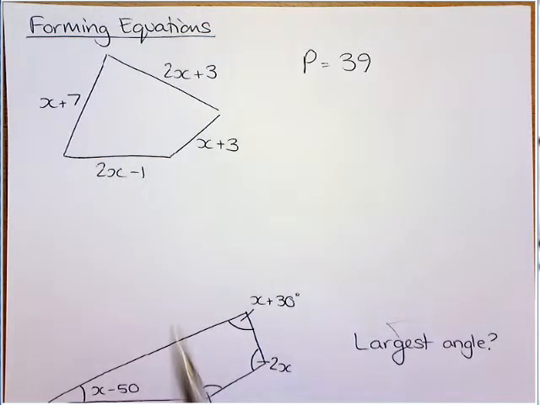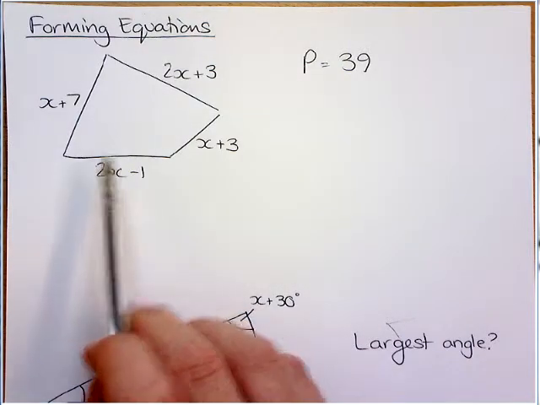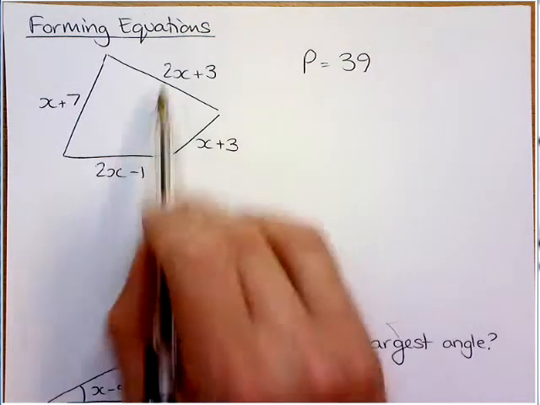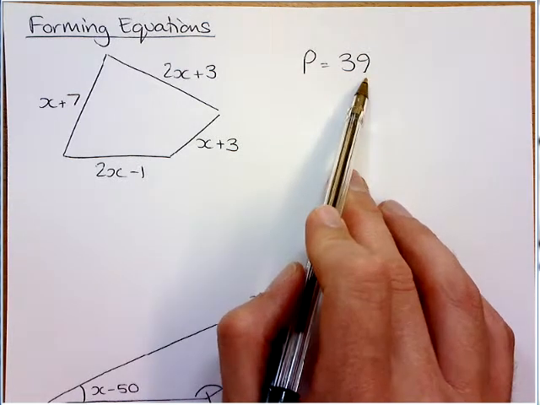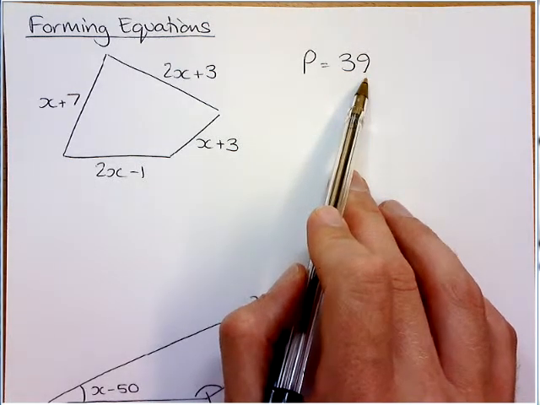Hi guys, now once you've learnt how to solve equations, the next important skill to master is how to form equations. Now, most of the time we like to do this with shapes. So, here we have a question and we're told the perimeter is actually 39. Work out the value of x.